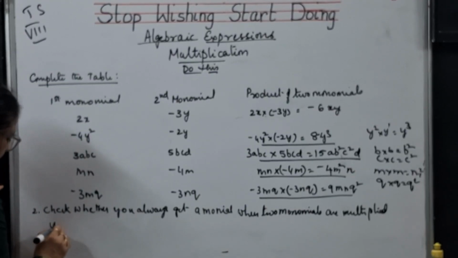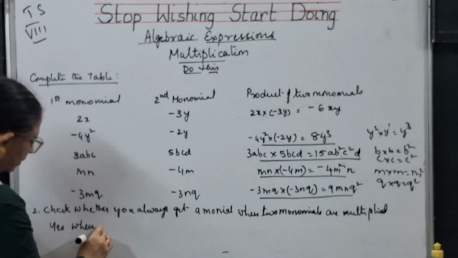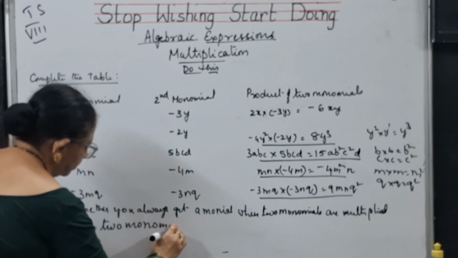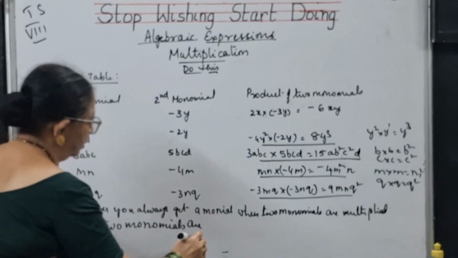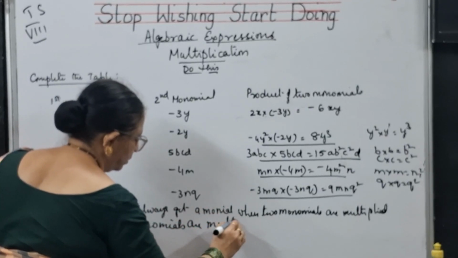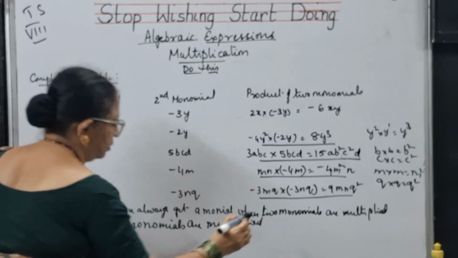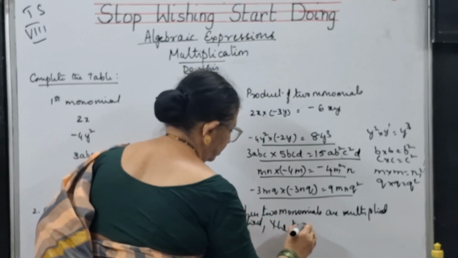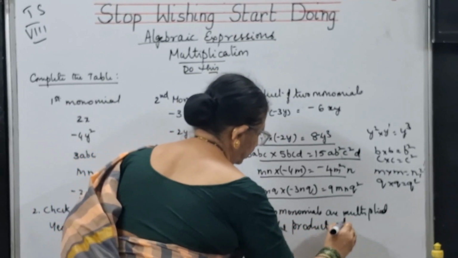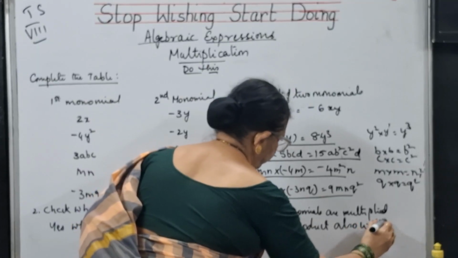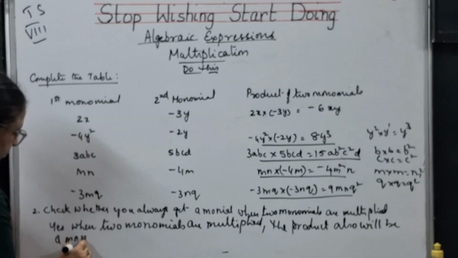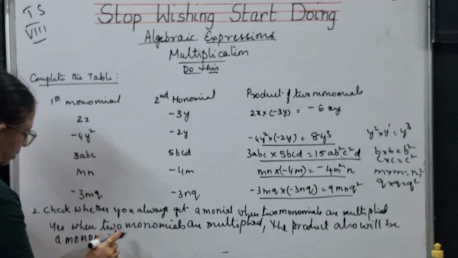So it says that yes, when two monomials are multiplied, the product also will be a monomial. You can consider this as an answer, children.